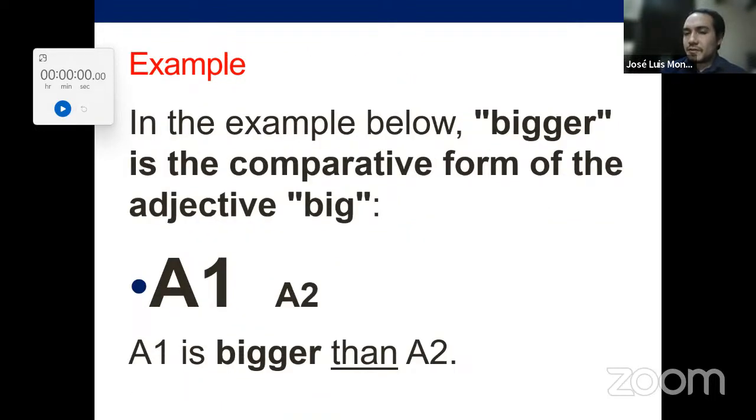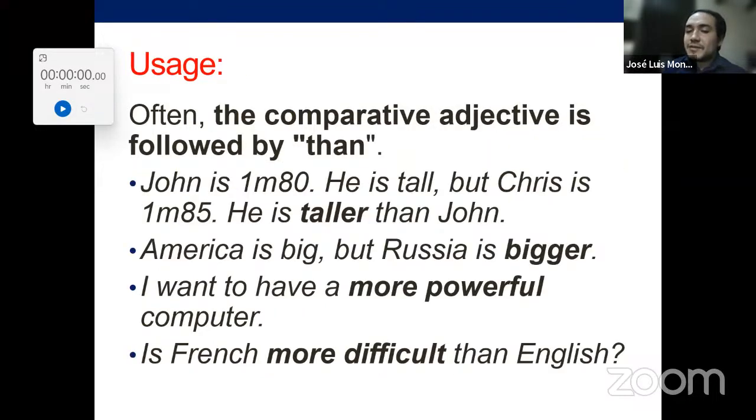So this is what you were saying, right? The ER comparing two different objects, two different people, or anything that comes to your mind. Let's read these examples, please, and we're going to analyze the usage of them. John is 1 meter 80 centimeters. He's tall, but Chris is 1 meter 85. He's taller than John. America is big, but Russia is bigger. I want to have a more powerful computer. Is French more difficult than English?